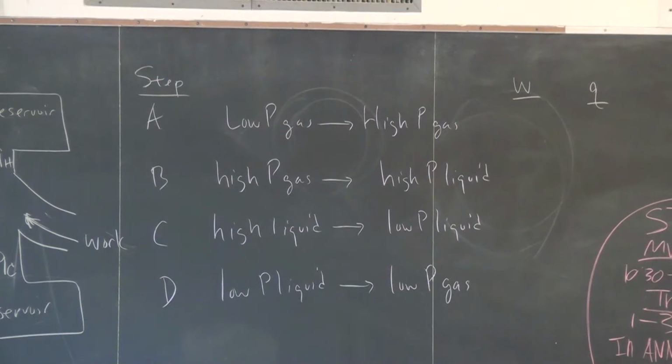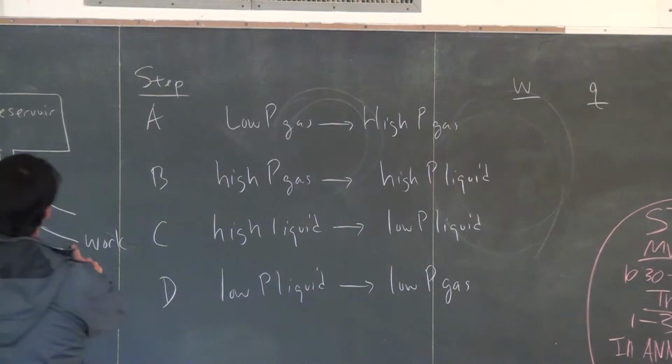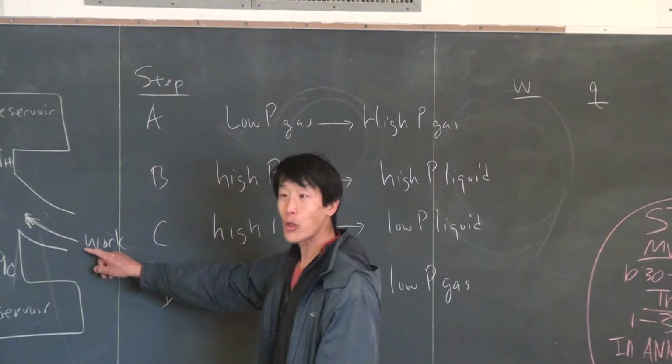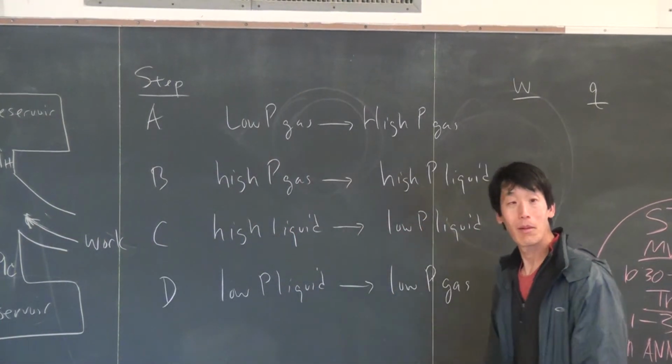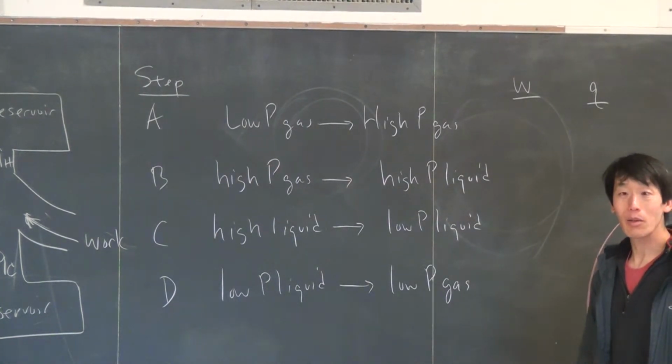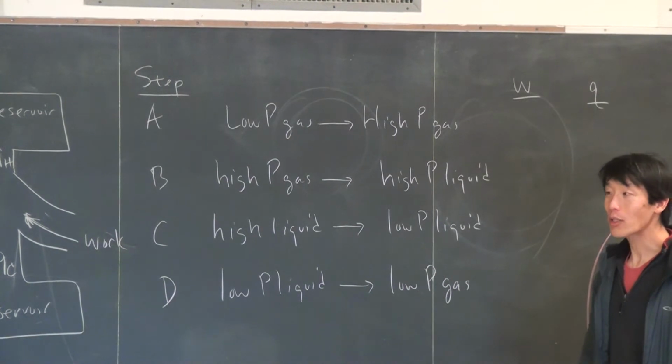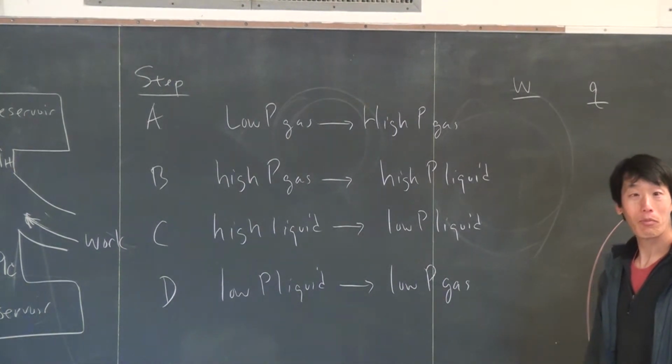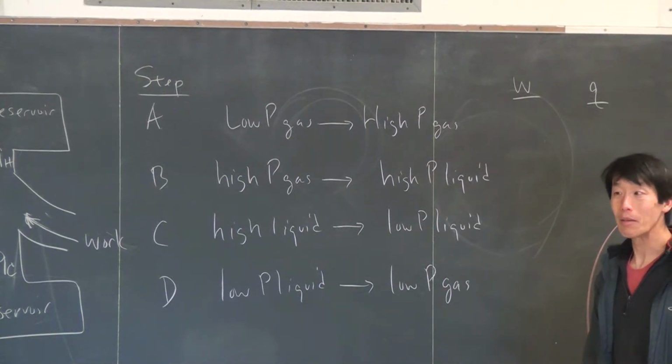Okay, so in which step, A, B, C, or D, is the work supplied to the refrigerator? Who says it's A? Who says it's B? Who says it's C? Who says it's D?